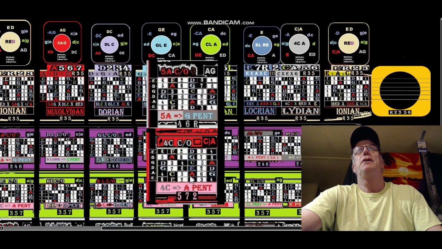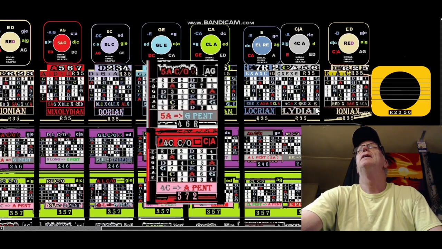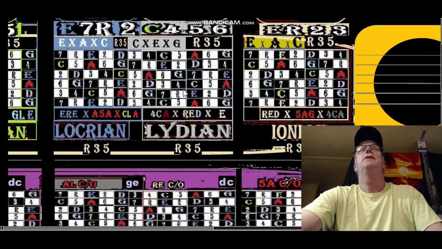So we have 2 shorts on the right, 2 longs, and then a 1, 2, 3 over in the Lydian. 2 shorts on the right, 2 longs, and then a 1, 2, 3, and a right justified short on top.